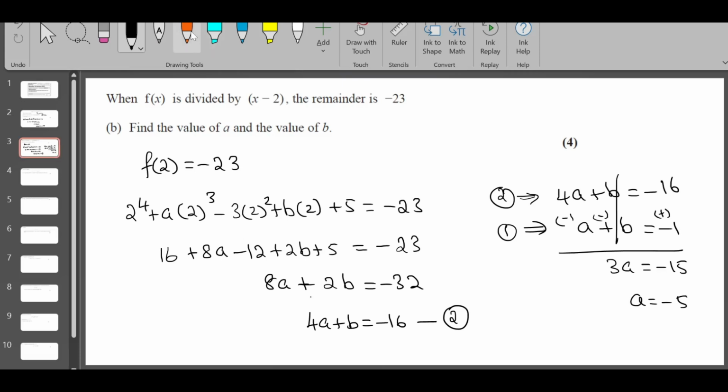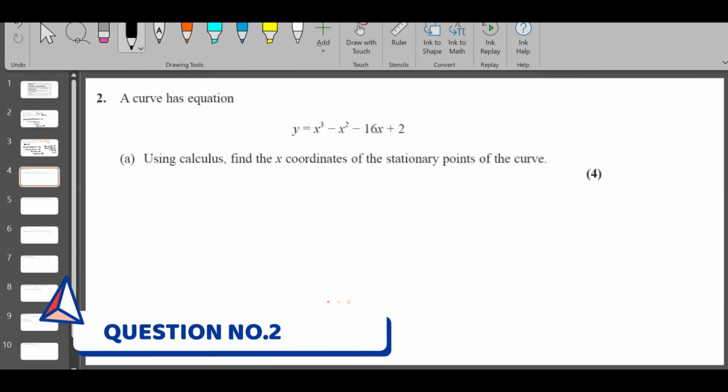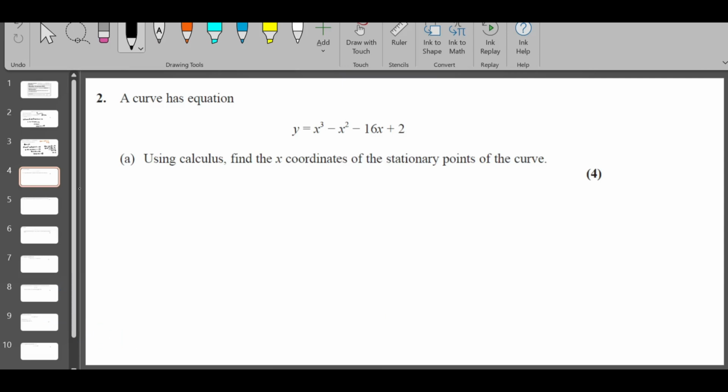And then sub in a into any one of the equations. I'm going to sub into the first equation. Minus 5 plus b is minus 1, b is equal to 4. That's all. Question number 2. A curve has this equation. Using calculus, find the x coordinates of the stationary points.